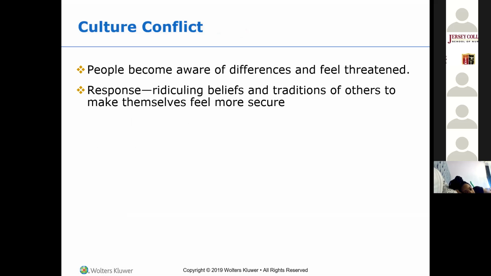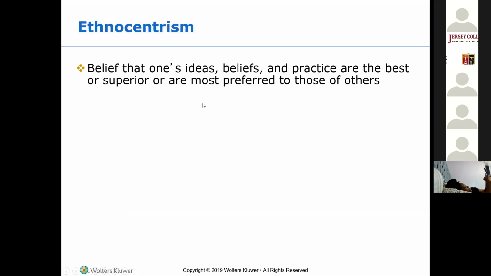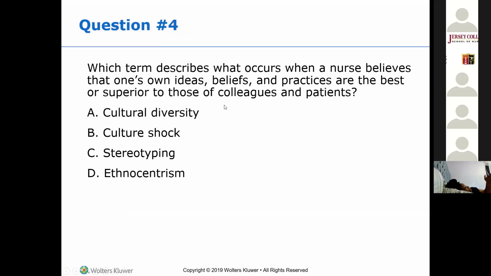With conflict, you're aware of the differences and you feel threatened. Sometimes people respond to this by making fun of your beliefs or your traditions, and that might help them feel more secure. So that might indicate to you that that person has a cultural conflict if they're trying to make themselves feel more secure by making fun of someone else.